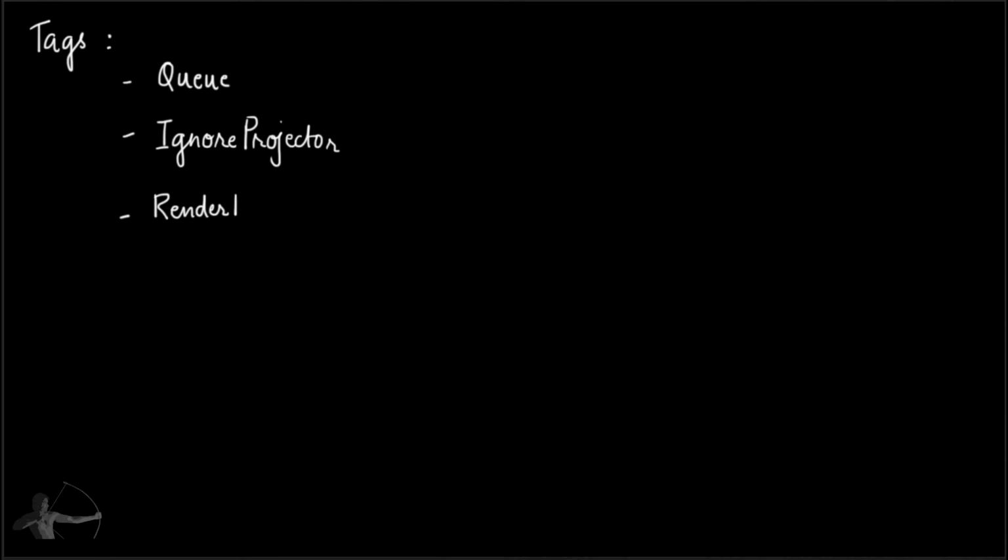Now we will take a look at three important tags that we will be using in our shader. First tag is queue. Second tag is ignore projector. And the third tag is render type. So let's begin with the first tag, that is queue.